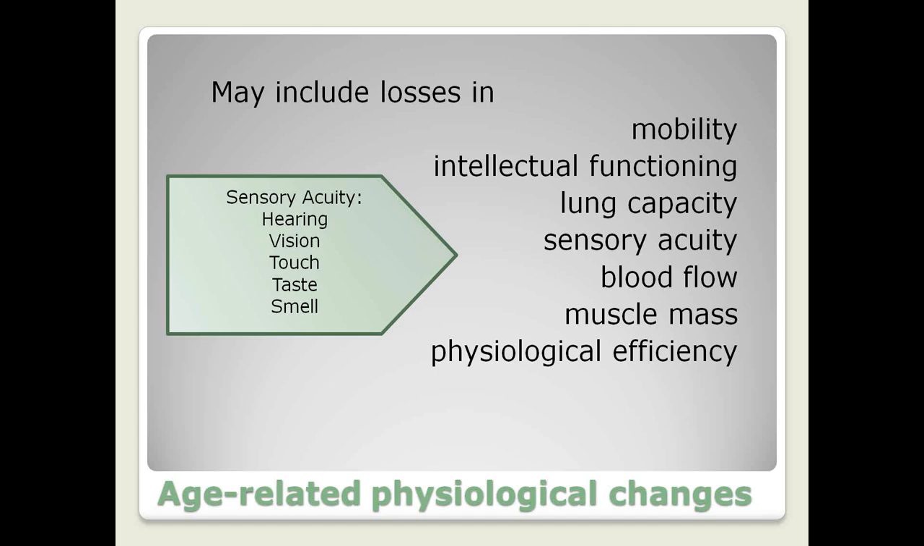The kinds of losses that they can experience: mobility, intellectual functioning, lung capacity, all of the sensory acuities that we value and miss. And then the last three, blood flow, muscle mass, and physiological efficiency, those are just our physiological aging. And so somebody may be one of those wonderful people who still can climb Mount Everest, but they are going to have some elements of this because those are just our normal physiological changes over time.